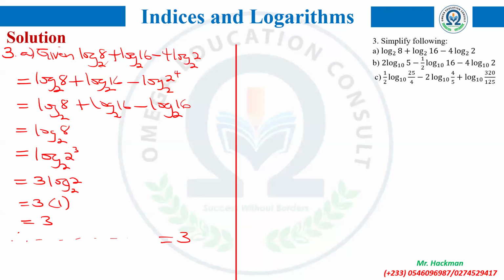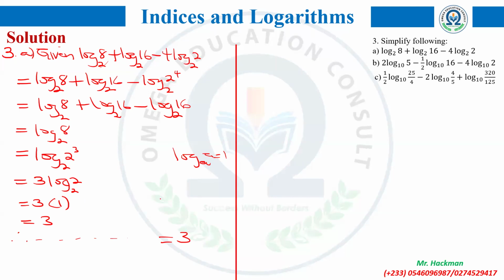Sir, please, where did the 1 come from? This one. The 3 into bracket 1. Where did you go? I'm pulling your legs. You know, we've been using this all this while: log to the base 2 of 2 is 1.